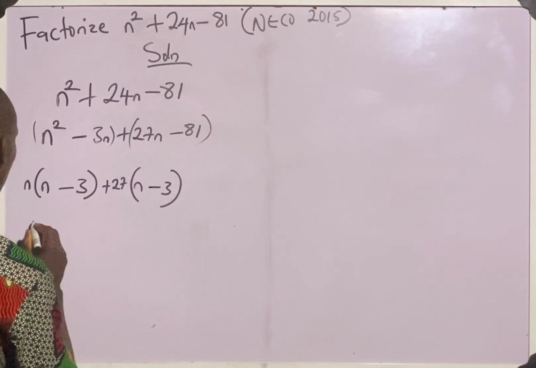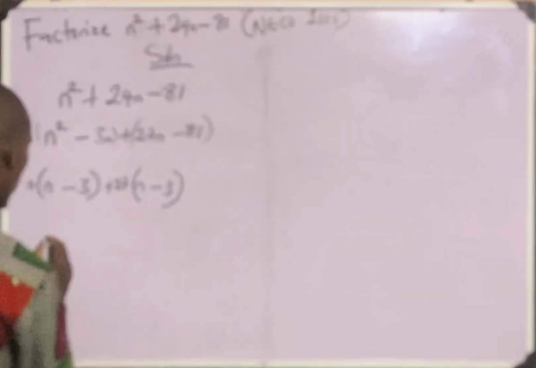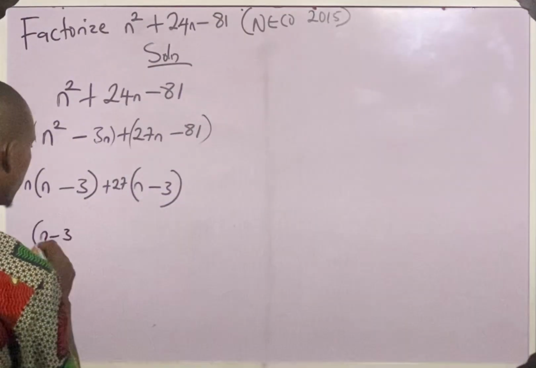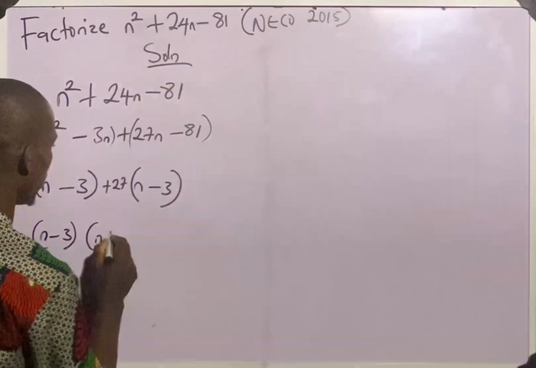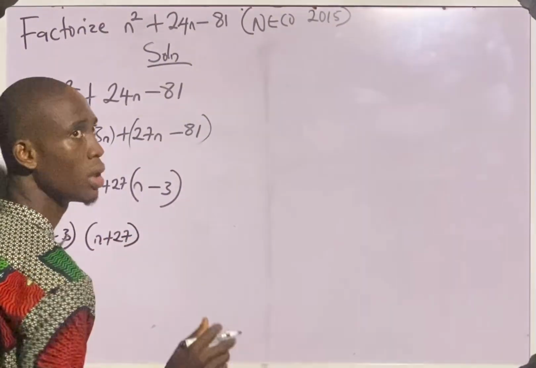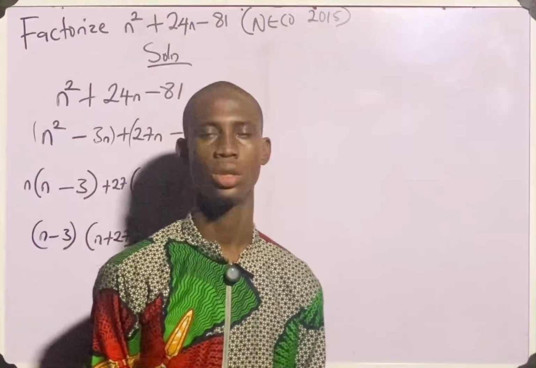So in this case, we have our final answer. We factor this out, and we have n minus 3 times n plus 27.